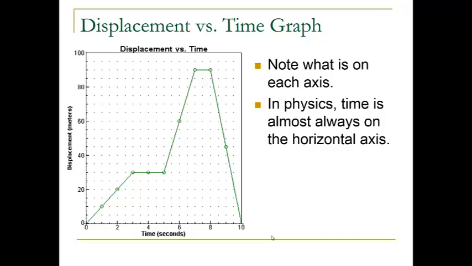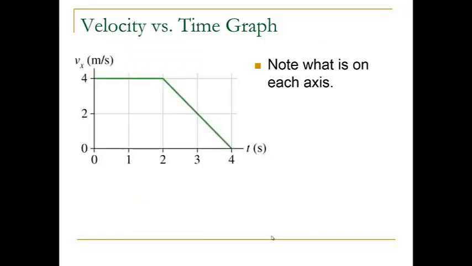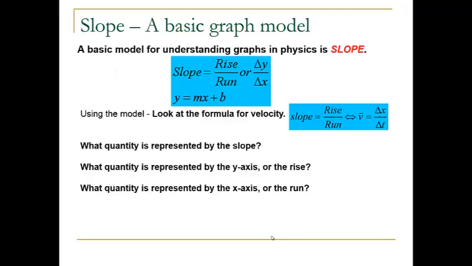Displacement in meters goes on the vertical. If you're looking at a velocity versus time graph, again, time is going to be on your horizontal axis. Velocity is then going to be on your vertical axis. What we're looking at with these is really your slope. So whenever you make a graph in physics, don't think of it as, oh, I'm graphing this versus this. Why are you graphing that? Really look at what the slope means.